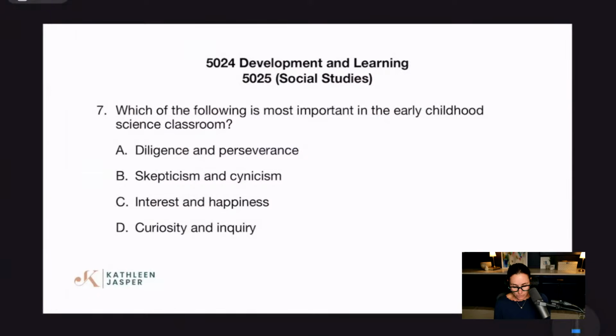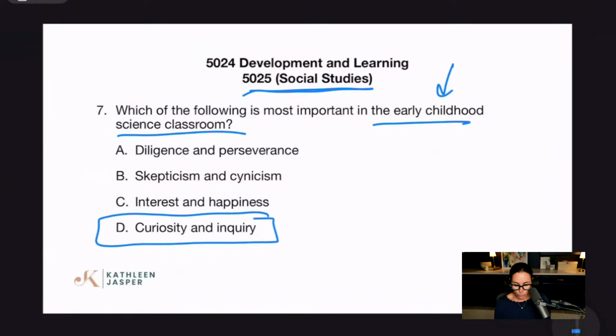All right, so this one is going to be early childhood science classroom. This is going to be embedded in the social studies. I know that it's a science classroom. It may say social studies classroom, science classroom, but this is about early childhood development. And what do we want the students to do? We want them to have curiosity and inquiry in science and in life.